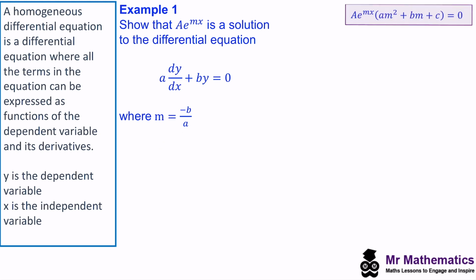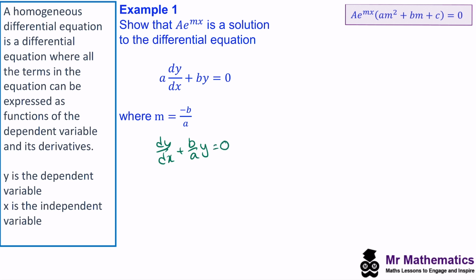If you check out my previous videos in this playlist, you'll see that we solved equations of this form using an integrating factor. Before we do this, we need to make the coefficient of dy by dx equal to 1. So we'll divide both the left and the right hand side by a. We get dy by dx plus b over a times y is equal to 0.